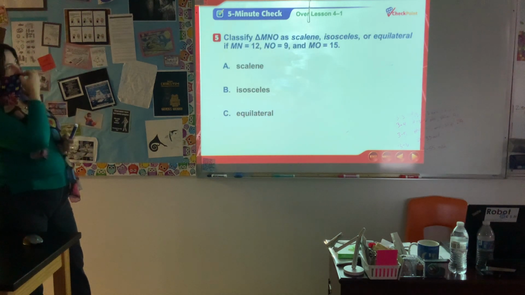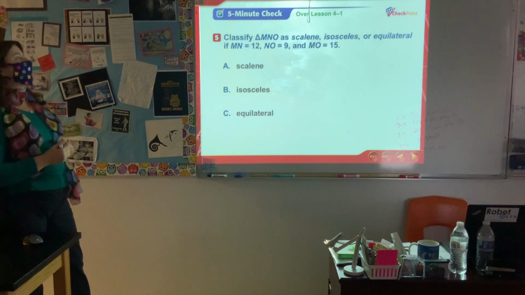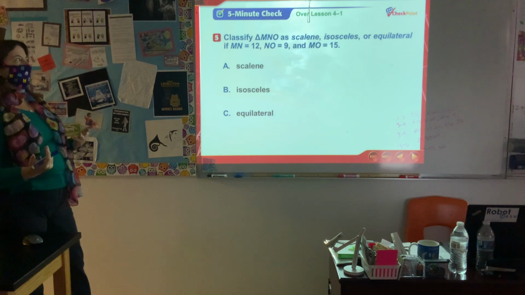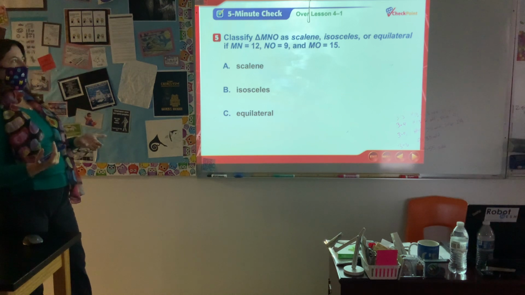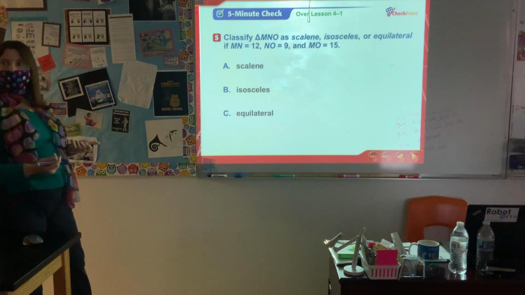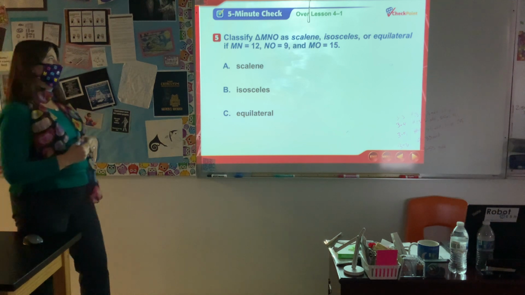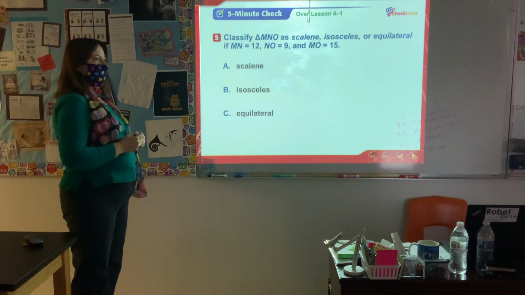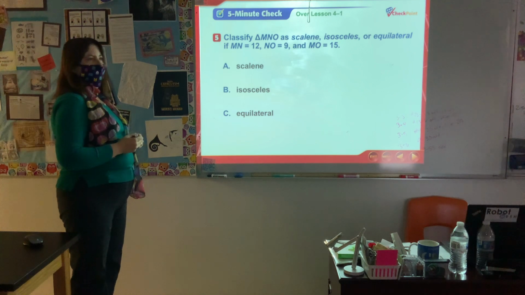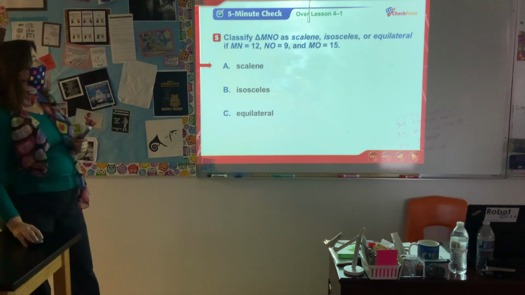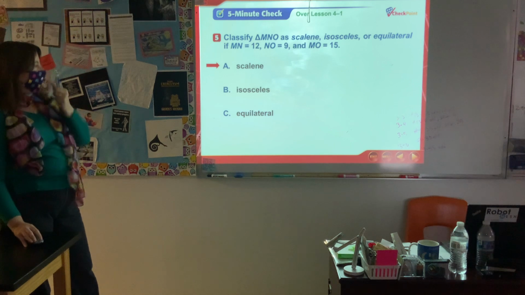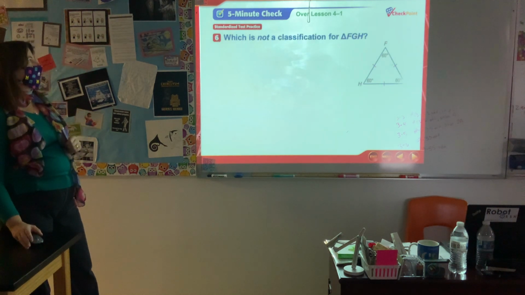Okay, classify triangle MNO as scalene, isosceles, or equilateral. And they give us the lengths. MN is 12, NO is 9, MO is 15. How many sides are the same length? None. So this is a scalene. How many sides need to be the same size for isosceles? 2. How many for equilateral? All 3. So this is scalene. All sides, different lengths.